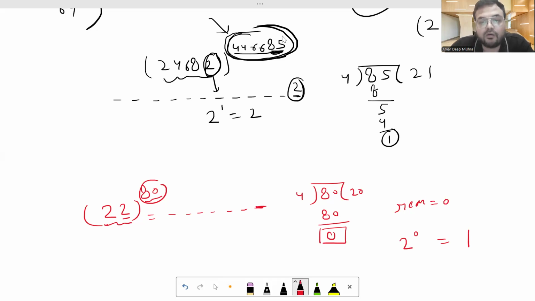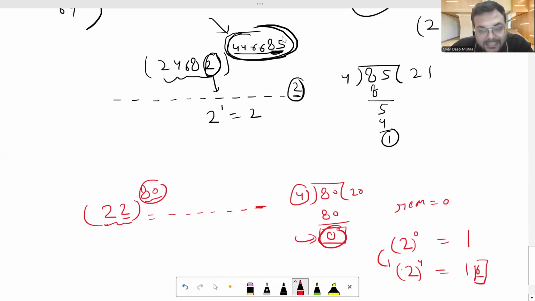So what you have to keep in mind, the moment you get 0 as a remainder, instead of taking 2 power 0, you take 2 power 4. 2 power 4 means 2 power the divisor itself. So 2 power 4 means what? 16. Means the answer will be 6. So if you expand this 22 power 80, you will be getting 6 at the unit place. So this is the exception. Please keep in mind, if you get 0 as a remainder, instead of taking 2 power 0, you have to take 2 power 4. 4 means the divisor itself.